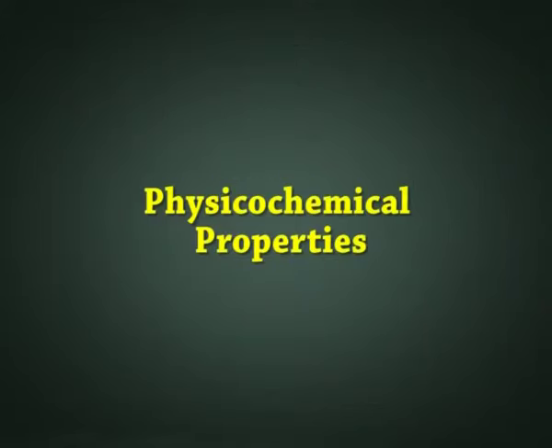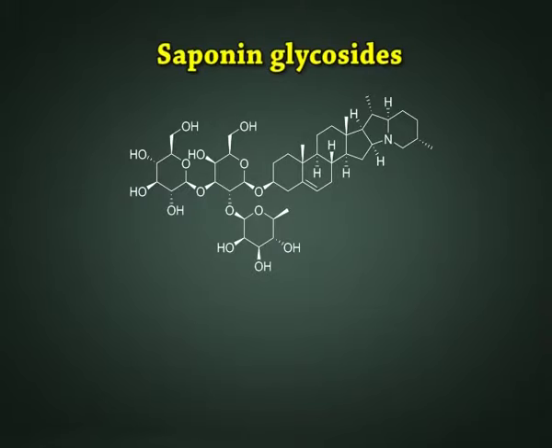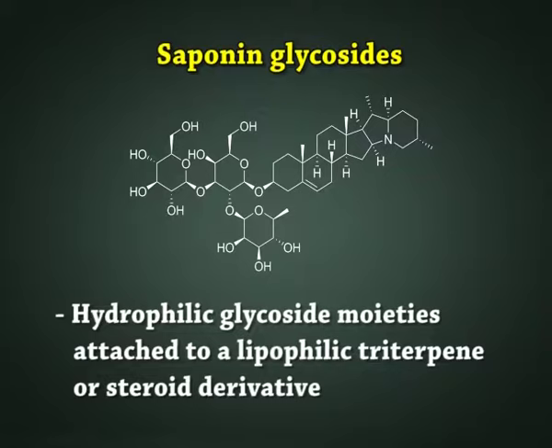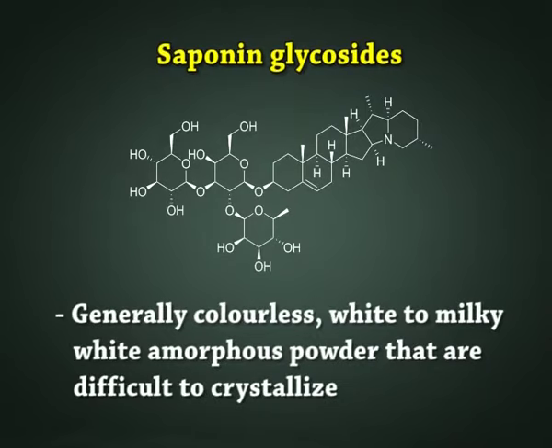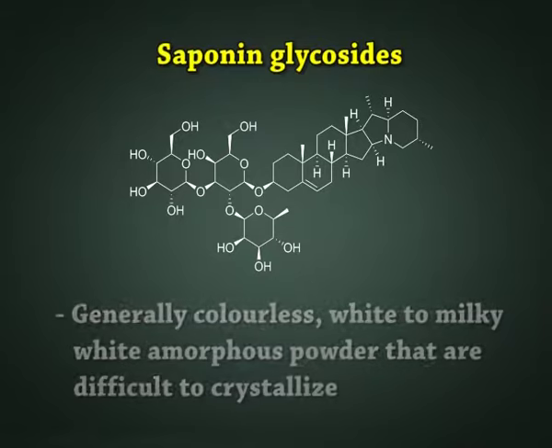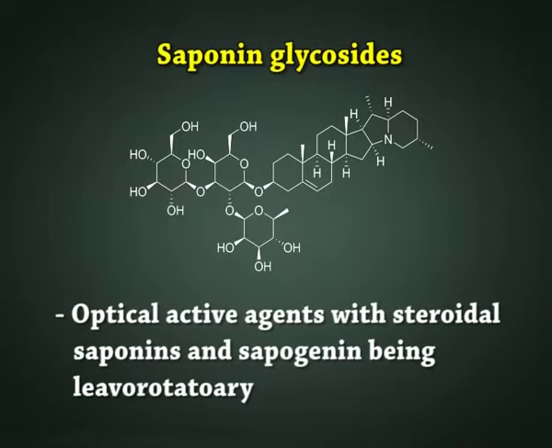Now let's look at the physiochemical properties of saponin. Saponin glycoside consists of hydrophilic glycoside moieties attached to a lipophilic triterpenoid or steroidal nucleus. They are generally colorless, white or milky white, amorphous powders that are difficult to crystallize. They are optically active, with steroidal saponins and sapogenins being levorotatory in nature.